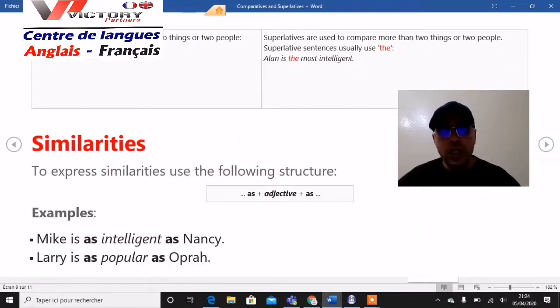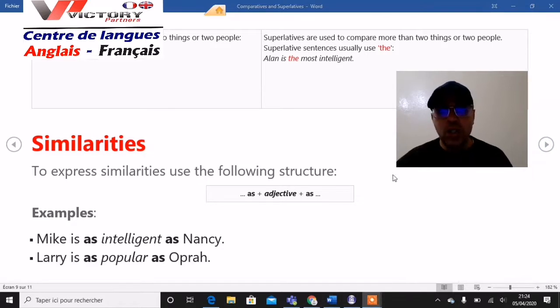Comparatives are used to compare two things or two people. Example, Alan is taller than John. So here we made the comparison between two people. We have already talked about this in the beginning of this lesson. Superlatives are used to compare more than two things or people. Superlative sentences usually use the. Example, Alan is the most intelligent. So here we made a comparison between more than two people. If you want to compare two similar things or people, this is how to do it.